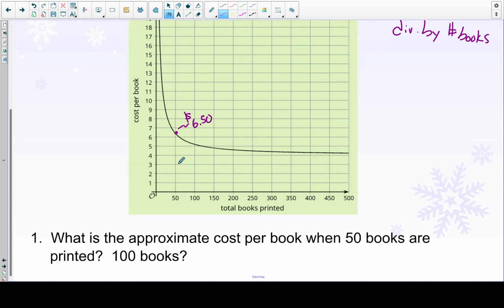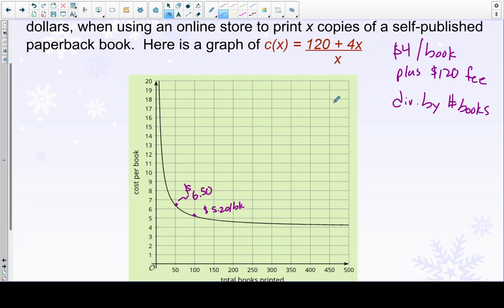Now, what if I buy 100 books? If I buy 100 books, this number looks like it's going to be more like, I don't know, maybe $5.20. So maybe we'll say that this point is $5.20 per book. So the more books you buy, the less each one is going to cost. What are other questions I can answer here? Enough questions on that page.